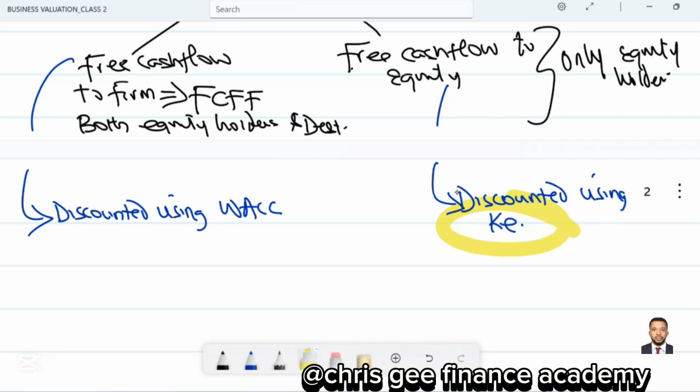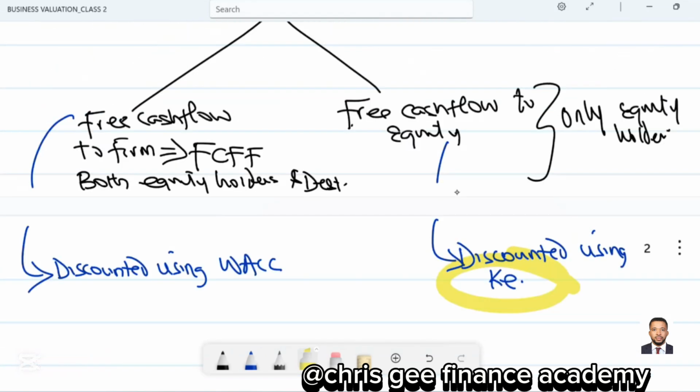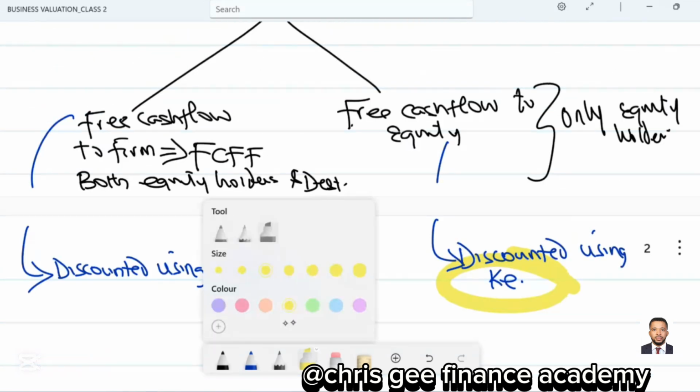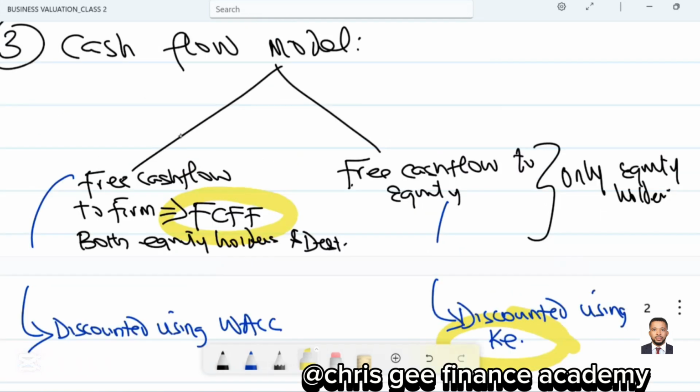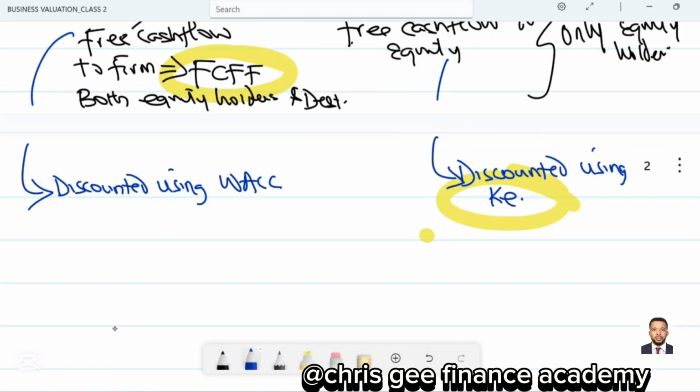Okay, so what else? Again, if I'm trying to calculate cash flow to firm, remember, we said we don't deduct what? You don't deduct interest. How about here? Do you deduct interest? Yes, you deduct interest because interest belongs to debt holders. So you have to net it off to get free cash flow to equity.